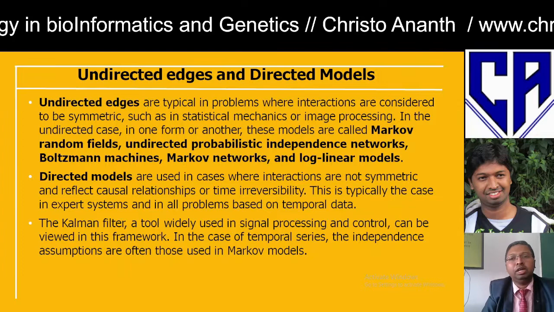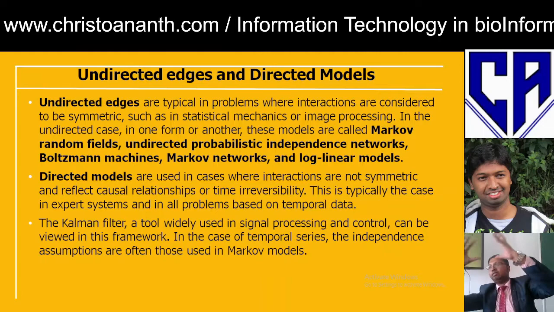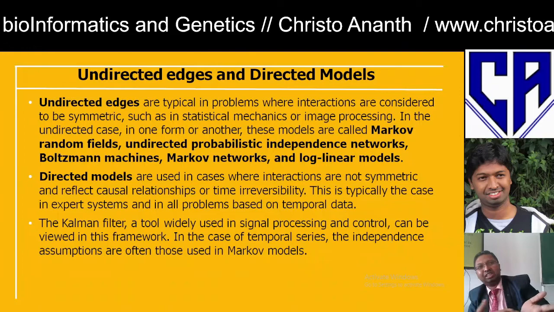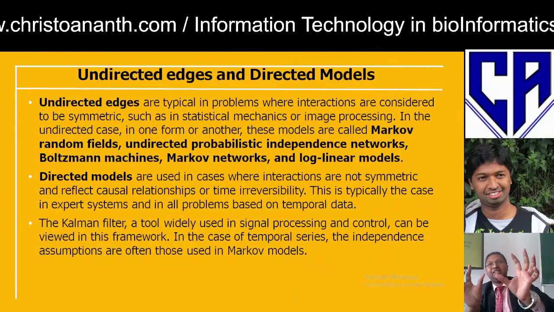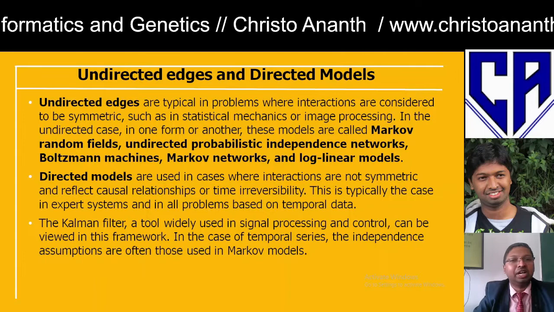For example, as I told you many times, in the brain, if you have a tumor, a disease, how do you do it with points, dot dot dot? You have seen in kids' drawing books joining the dots. Only when you join the dots do you get the picture. That is where you apply it, in image processing or statistical mechanics. And these models you can call the Markov random field, or Boltzmann machine, or Markov networks, or log linear models also.